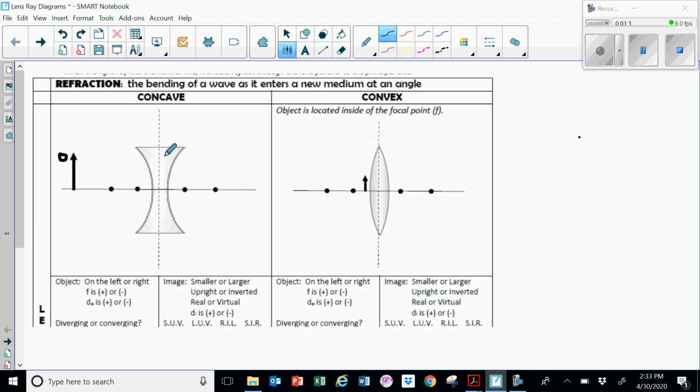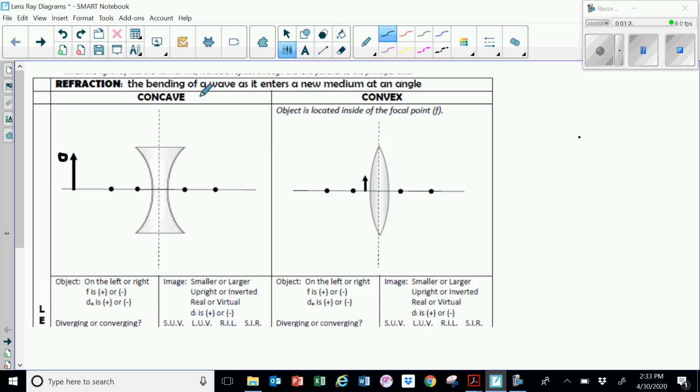That's because the velocity of light in the glass that the lens is made from, or the plastic that it's made from, is different from the velocity of light in the air. So refraction is going to occur at both of these surfaces, coming in and going out of the lens, and we're going to talk about that.